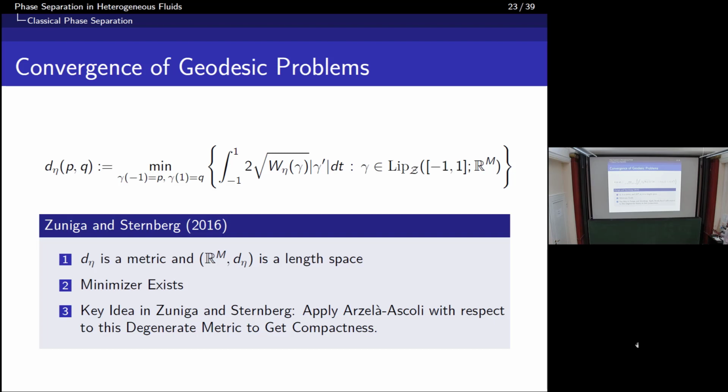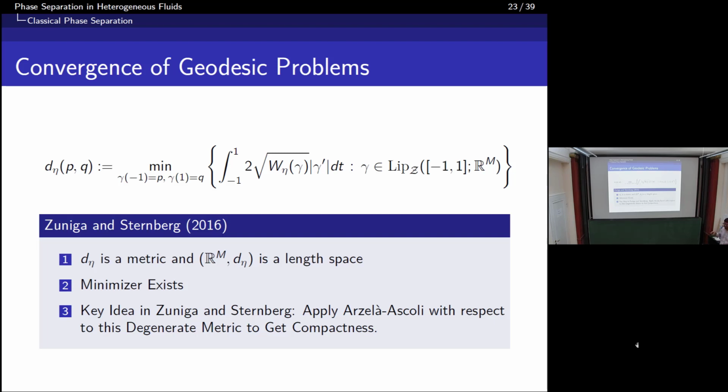So as long as you have that, you have a minimizer in this class, which is that it's Lipschitz outside of any arc which hits your wells. So what they basically show is that, okay, this is a metric and length space, but they mainly show that the minimizer exists.